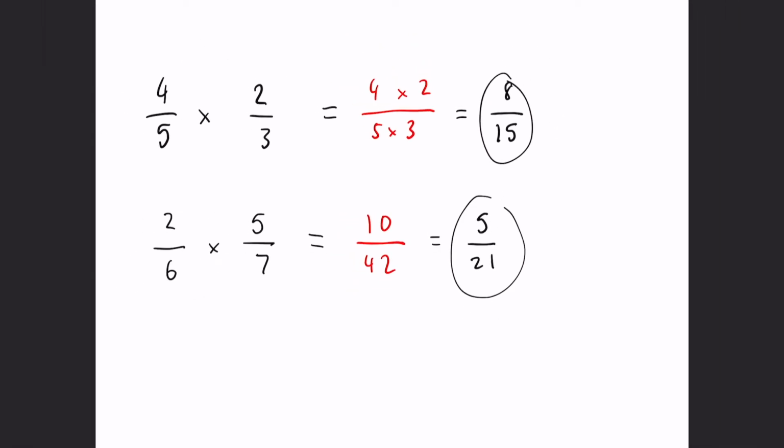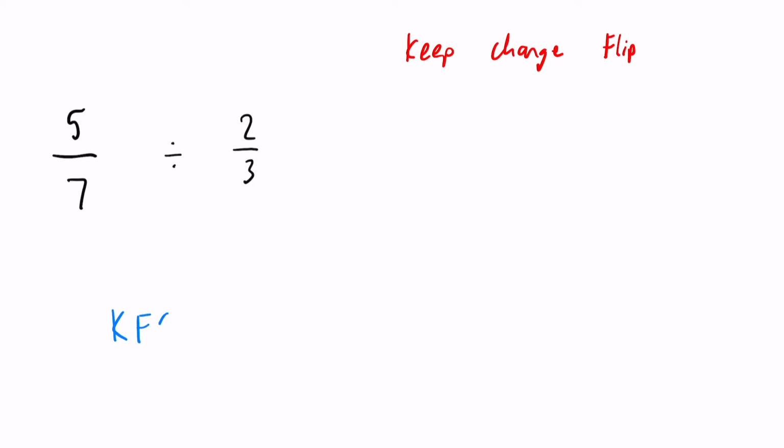Division is a little bit more involved, but again, nothing too major. Let's take an example of 5 over 7 divided by 2/3. Now, the best way to remember this is with something called keep, change, and flip. Some people I've heard of remember this as a slightly scrambled version of KFC, because it's KCF: keep, change, flip. But you can remember it however you want.